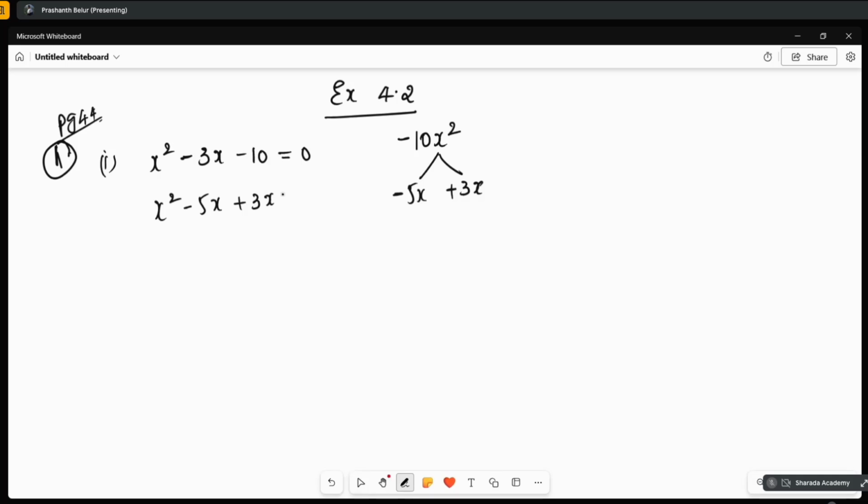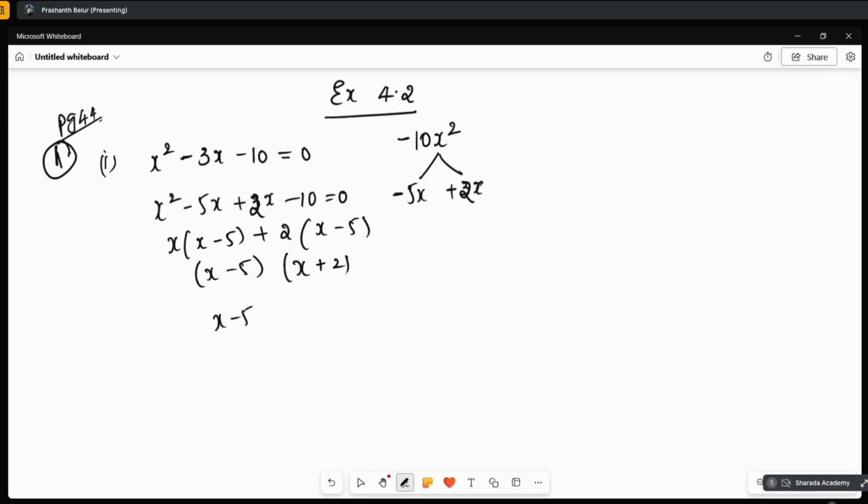Plus 2x, and I am writing minus 10 is equal to 0. Here I will take x common. It is x minus 5 plus 2, here it is x minus 5. So you will get x minus 5 into x plus 2. So x minus 5 is equal to 0, x is equal to 5. x plus 2 is equal to 0, x is equal to minus 2.